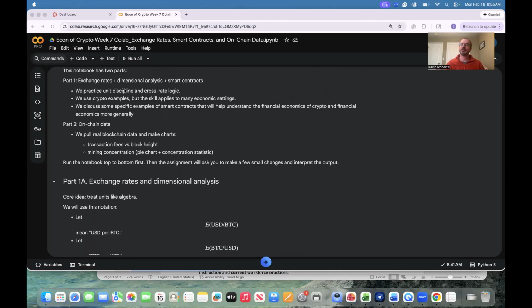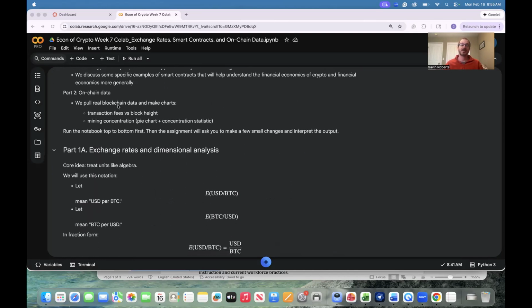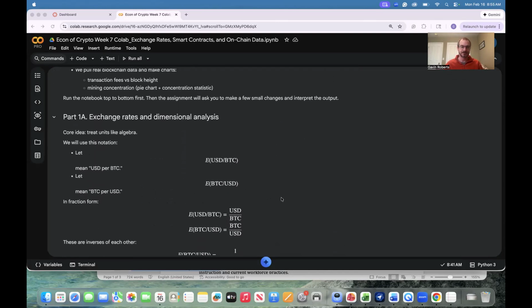So we have two parts. The main part is going to be on exchange rates, dimensional analysis, and smart contracts, because I'm going to do a couple of pretty deep examples. Then we're going to do something more similar to what the book directly discusses in this reading: we're going to look at some more up-to-date versions of that data. And then you'll play around with both of these for your assignment this week.